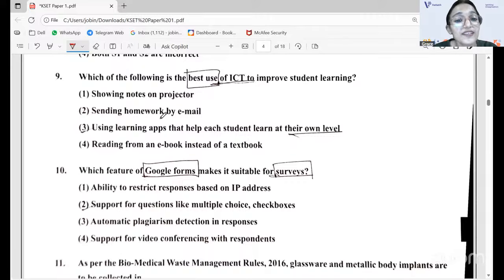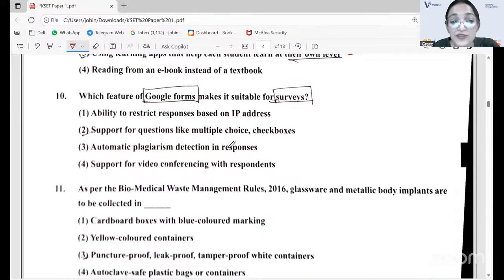Which of the following is the best use of ICT to improve student learning? So they ask the best use. You should find the best use among the 4 options. The first one, showing notes on projector, it is not the best use. Sending homework by emails, again not a right answer. Using learning apps that help students learn at their own level, it's a right answer. Reading from an ebook instead of a textbook, not really. It is also not an appropriate answer. So the right answer is option 3. Yes, moving to the next one.